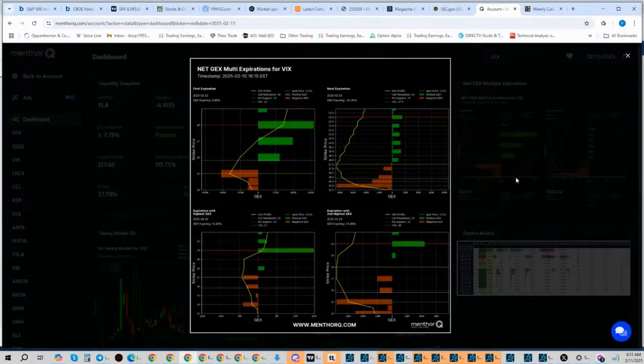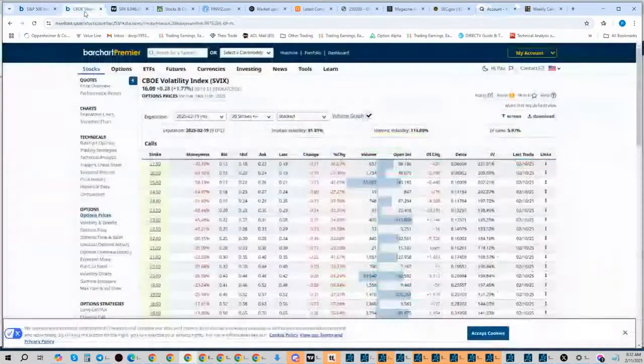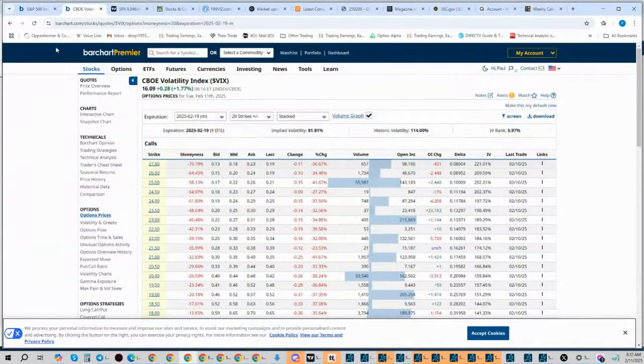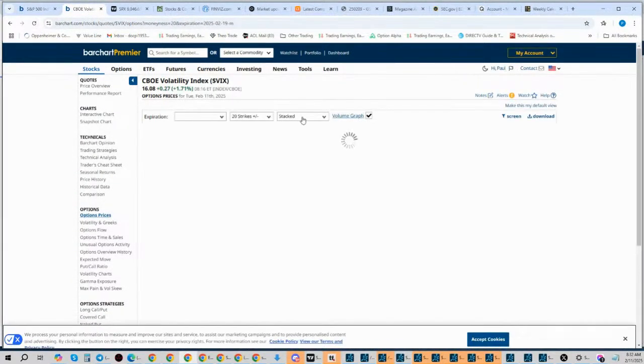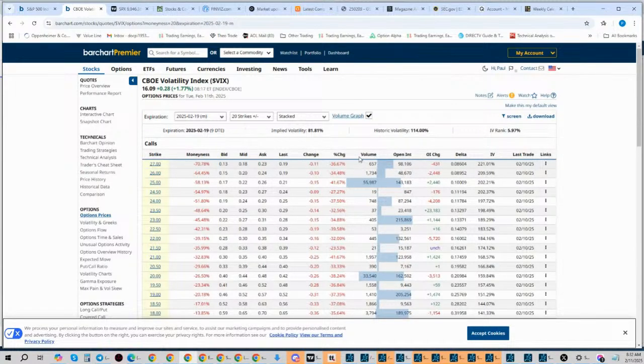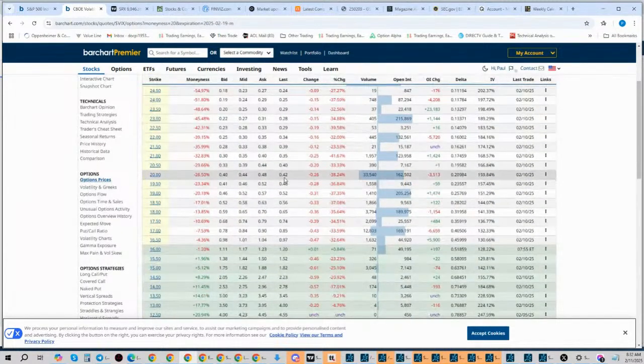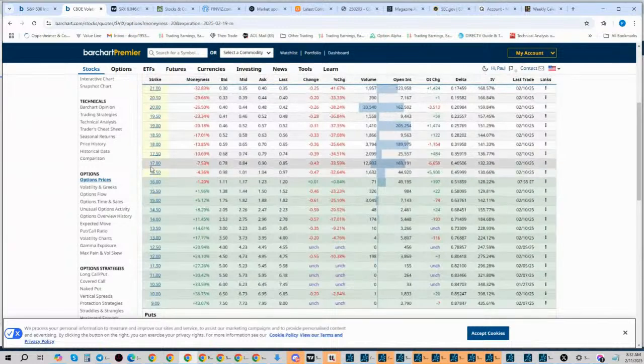Now, if we look at, so we have VIXpiration coming up next week, and it's something I want to talk about. Let's see if this is updated. Okay, so let's see what's going on here. We have 17 strike calls, 169,000, 189,000 open interest at 17, 18. So this is your main inflection point.